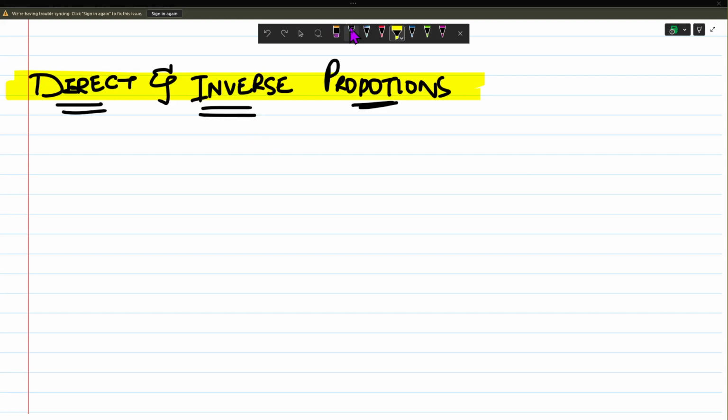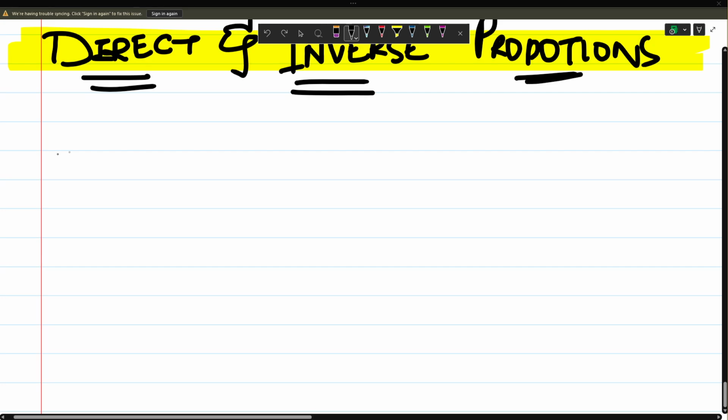So we are starting with direct and inverse proportions. First, we are going to do direct proportion. Okay. First of all, what is direct proportion? Direct proportion होता क्या है?